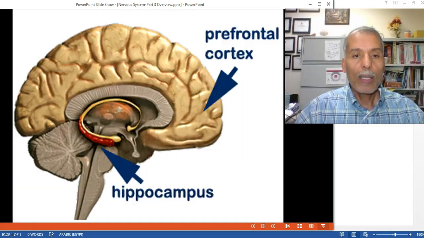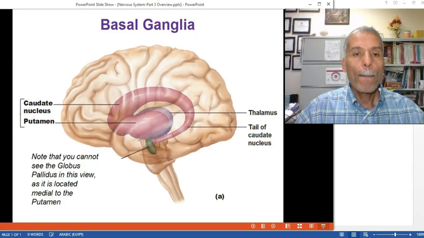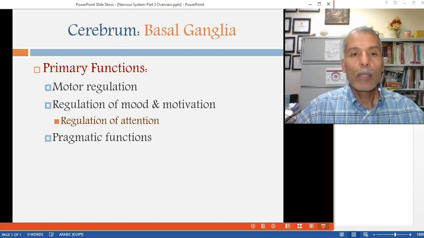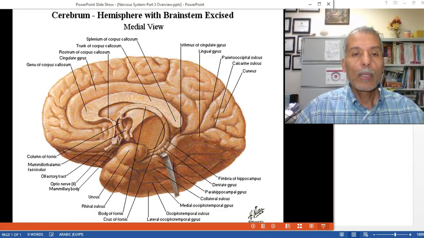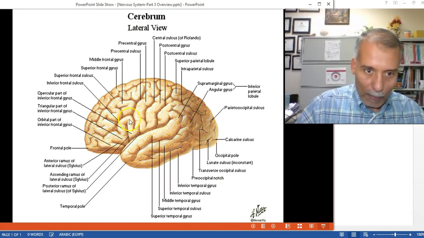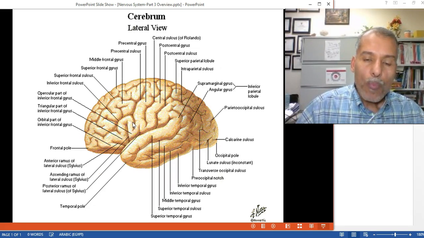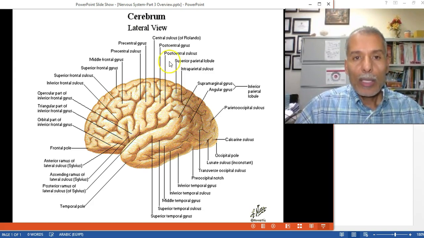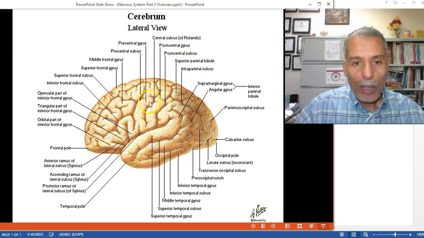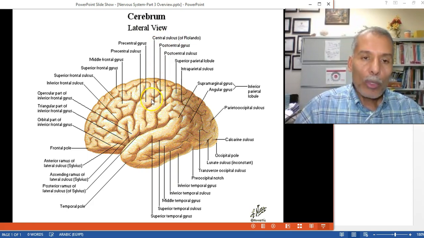I'm gonna go back. All right. So let's go here. This is the central sulcus here. Now, from that point on, everything forward to the very end, that is the frontal lobe of the brain. So the central gyrus here is your motor cortex. The functions of it are motor.